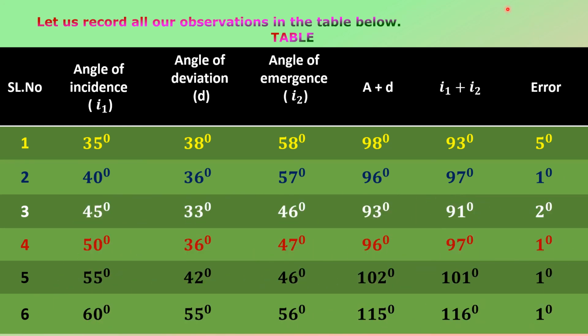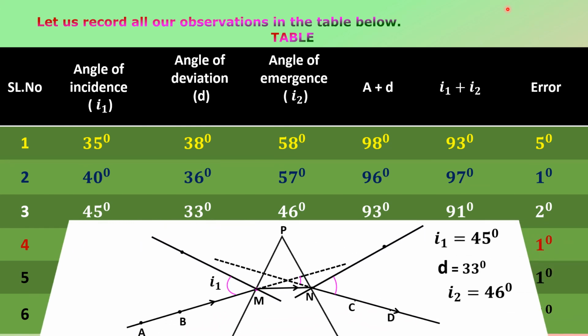Let us take the third sheet. So in this case, I1 equal to 45 degrees. See here, the angle of deviation has further decreased. So angle of deviation is 33 now. So angle of emergence is 46. To check out, it is 60 plus 33, 93. Here 45 plus 46, 91. So the deviation is, that is the error, not deviation. The error is 2 degrees.